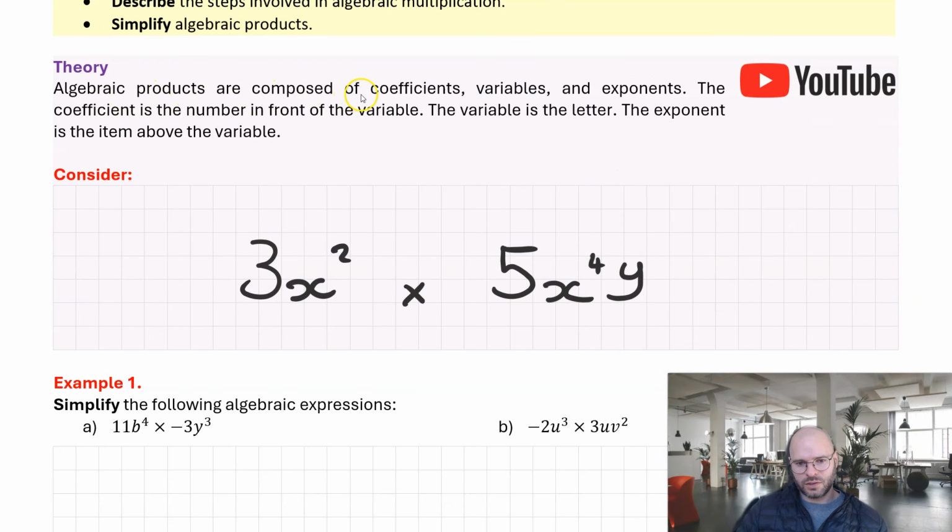Algebraic products are composed of coefficients, variables, and exponents. The coefficient is the number in front of the variable. The variable is the letter. The exponent is the item above the variable.